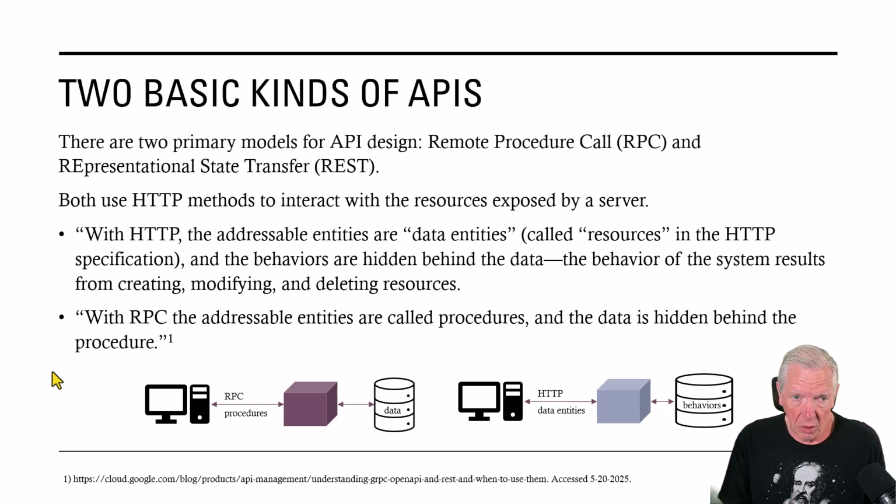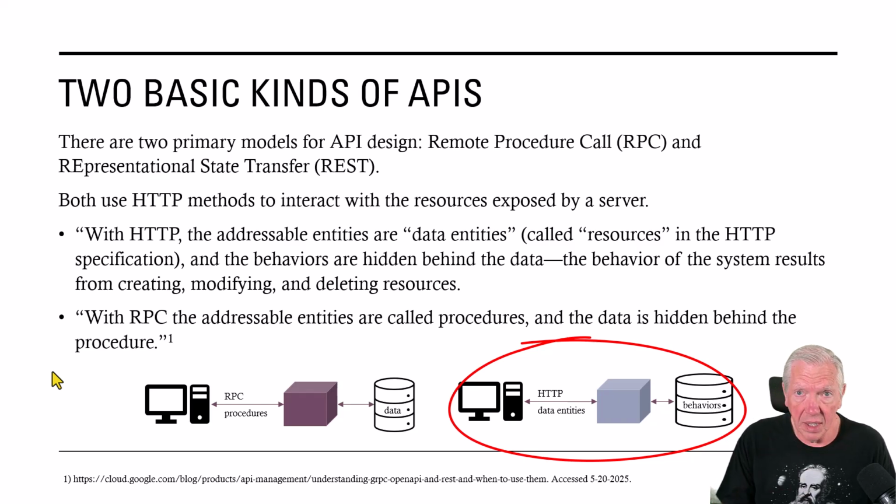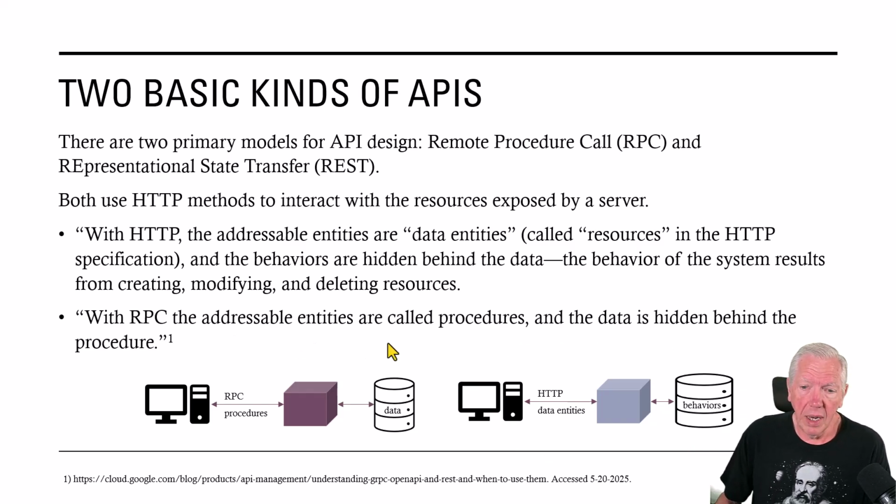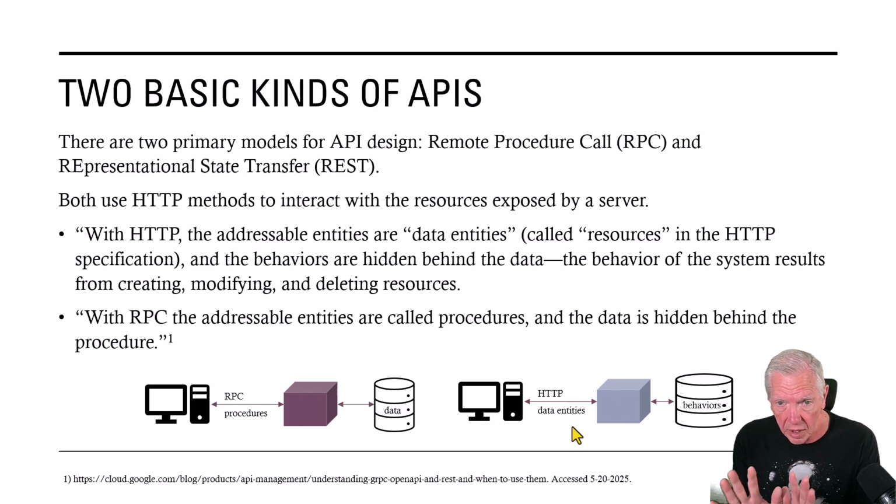And we're going to use, in the old days, with these APIs, HTTP, Hypertext Transfer Protocol, to do that. Now you should know that with HTTP, the addressable entities are called data entities. They're called resources in the HTTP specification. So on the right-hand side of the screen, I show that to you. If we're accessing through HTTP, we're going to use data entities. So we're passing data to the server: here's something I need done. And then the behaviors, the methods, the functions, the thing that gets stuff done behind the scenes, we can't see that. So it's called a behavior, and we can't see that.